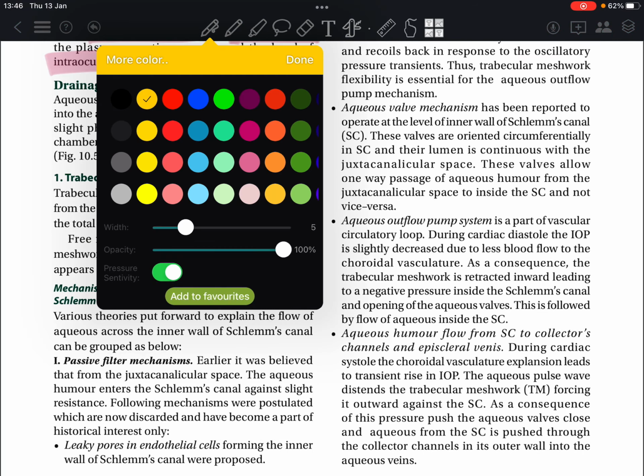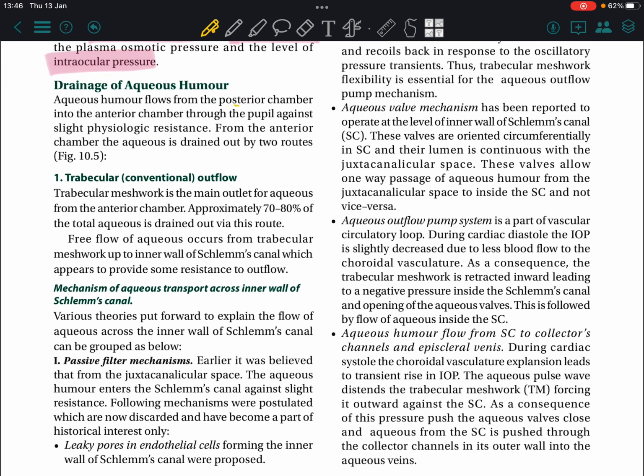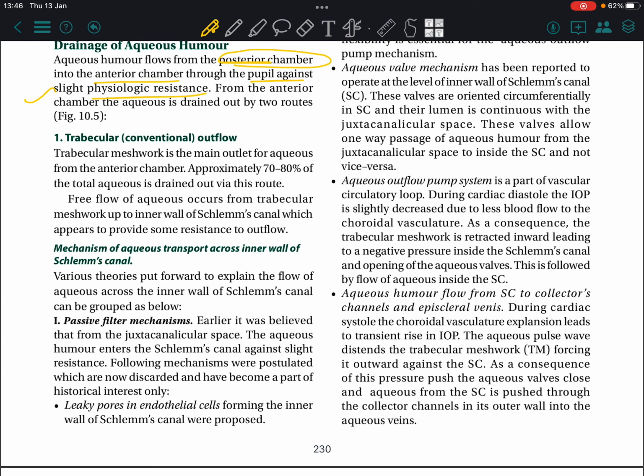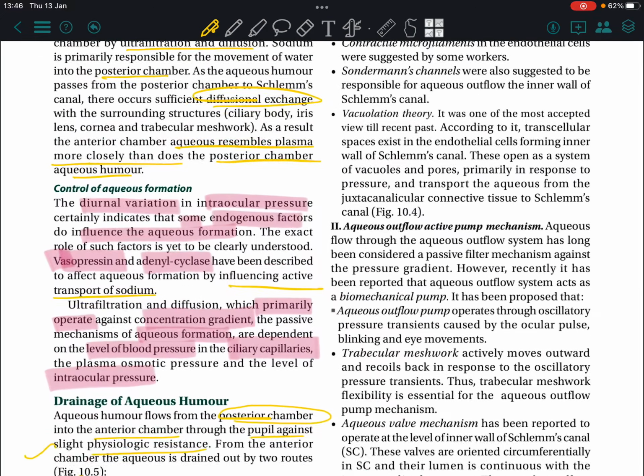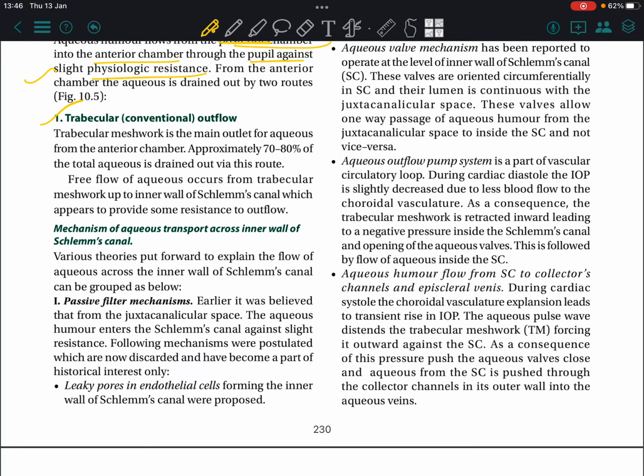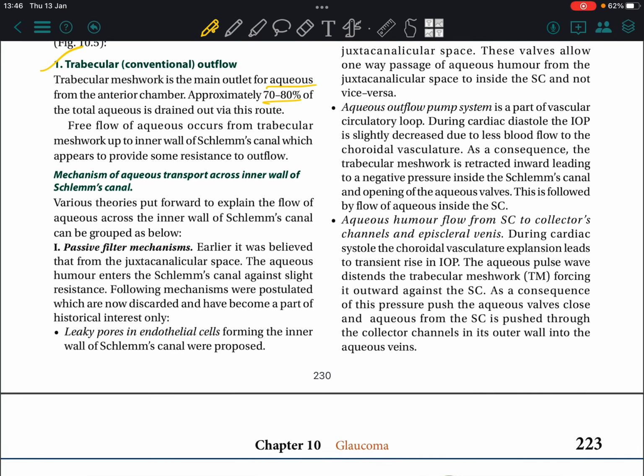Drainage of aqueous humor. The aqueous humor flows from the posterior chamber into the anterior chamber through the pupil against slight physiological resistance. From the anterior chamber, the aqueous is drained out by two routes. The trabecular route through Schlemm's canal is the main outlet for aqueous humor. Approximately 70 to 80% of total aqueous is drained. Free flow of aqueous occurs from the trabecular meshwork up to the inner wall of Schlemm's canal, which appears to provide some resistance to outflow.